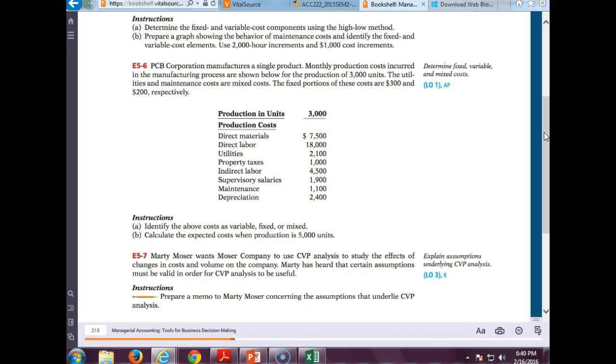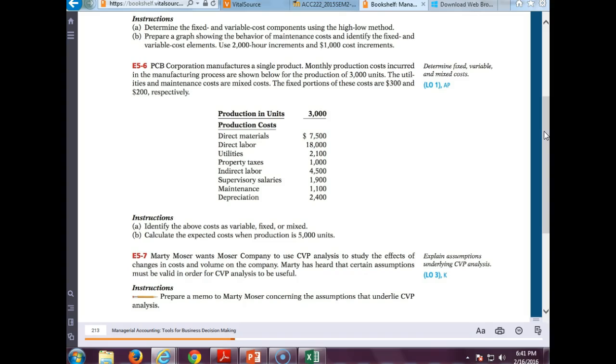So A asks which costs are variable, fixed, or mixed. Well, the mixed ones we know are utilities and maintenance. Isn't that easy? How about the variable, guys? Direct materials, direct labor, what else? Indirect labor. The others are going to be fixed, aren't they?